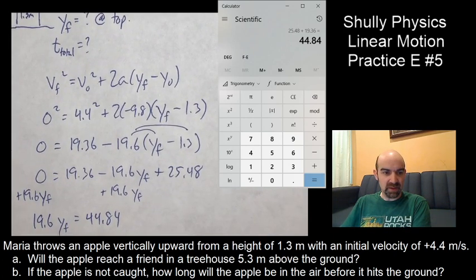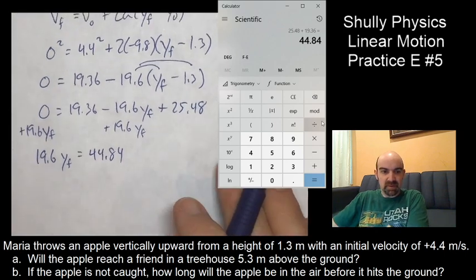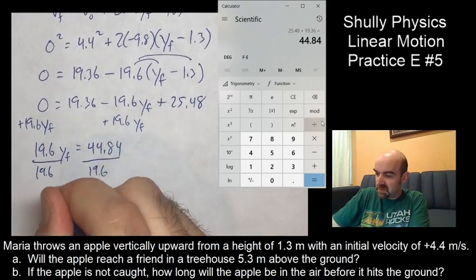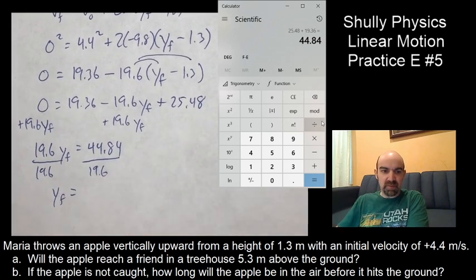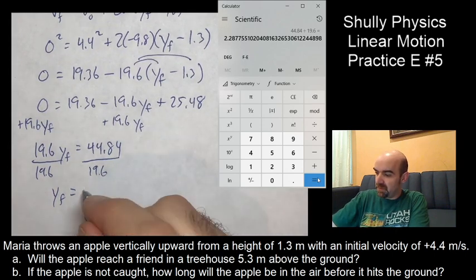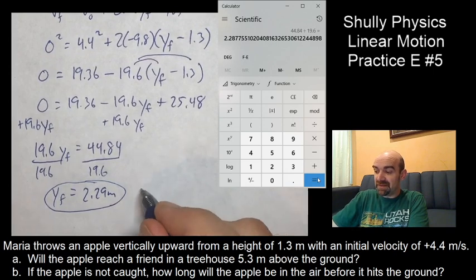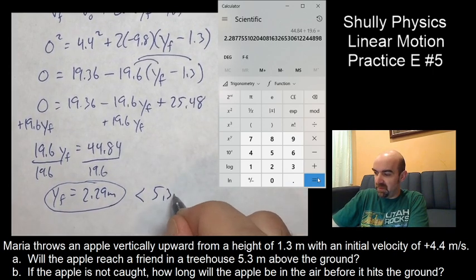We're going to divide both sides by 19.6, and the final position vertically, if we divide that 44.8 by 19.6, 2.29. Okay, and that is less than, look at that at the bottom, which is less than 5.3 meters.